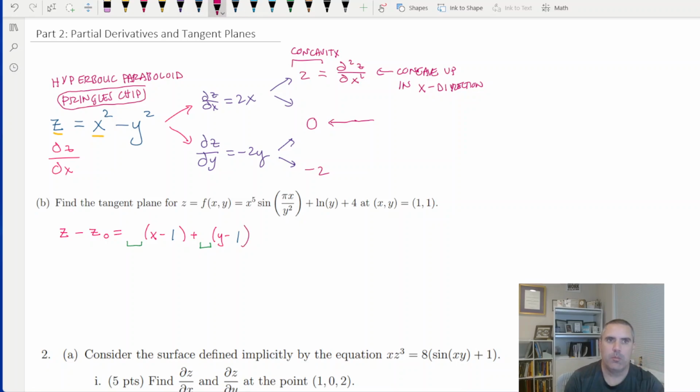Now we need 3 numbers. We need the corresponding z value, we need the slope in the x direction, and we need the slope in the y direction. So this is really just a partial derivative question.